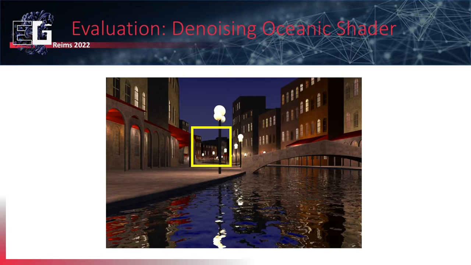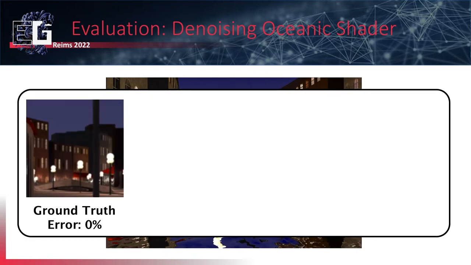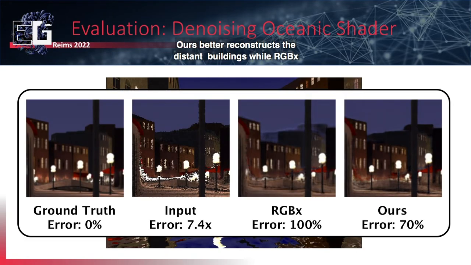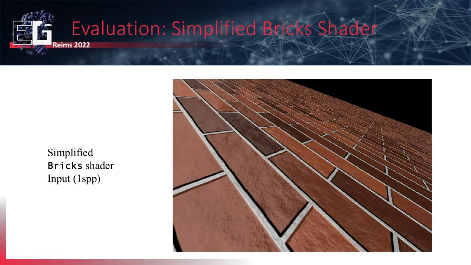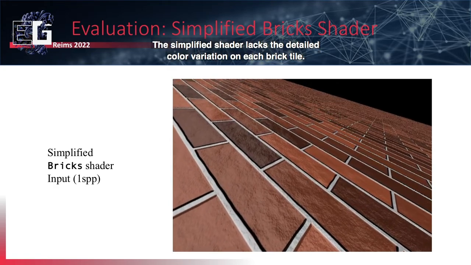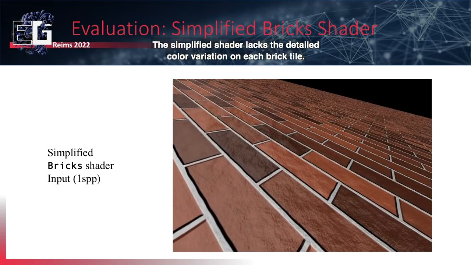Let's take a closer look. Ours better reconstructs the distant buildings, while RGBX has a transparent artifact. This is another example of bricks. The ground truth is the denoised rendering of a more complicated shader, where each tile has random color variations generated by simplex noise. The simplified shader lacks the detailed color variation on each brick tile.